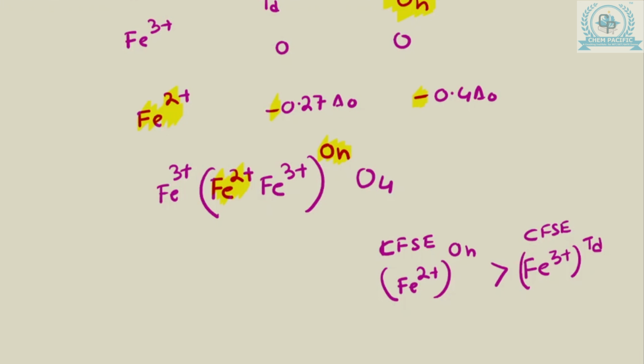In this case, then, what will it be? Then we can conclude that Fe3O4 is therefore an inverse spinel.